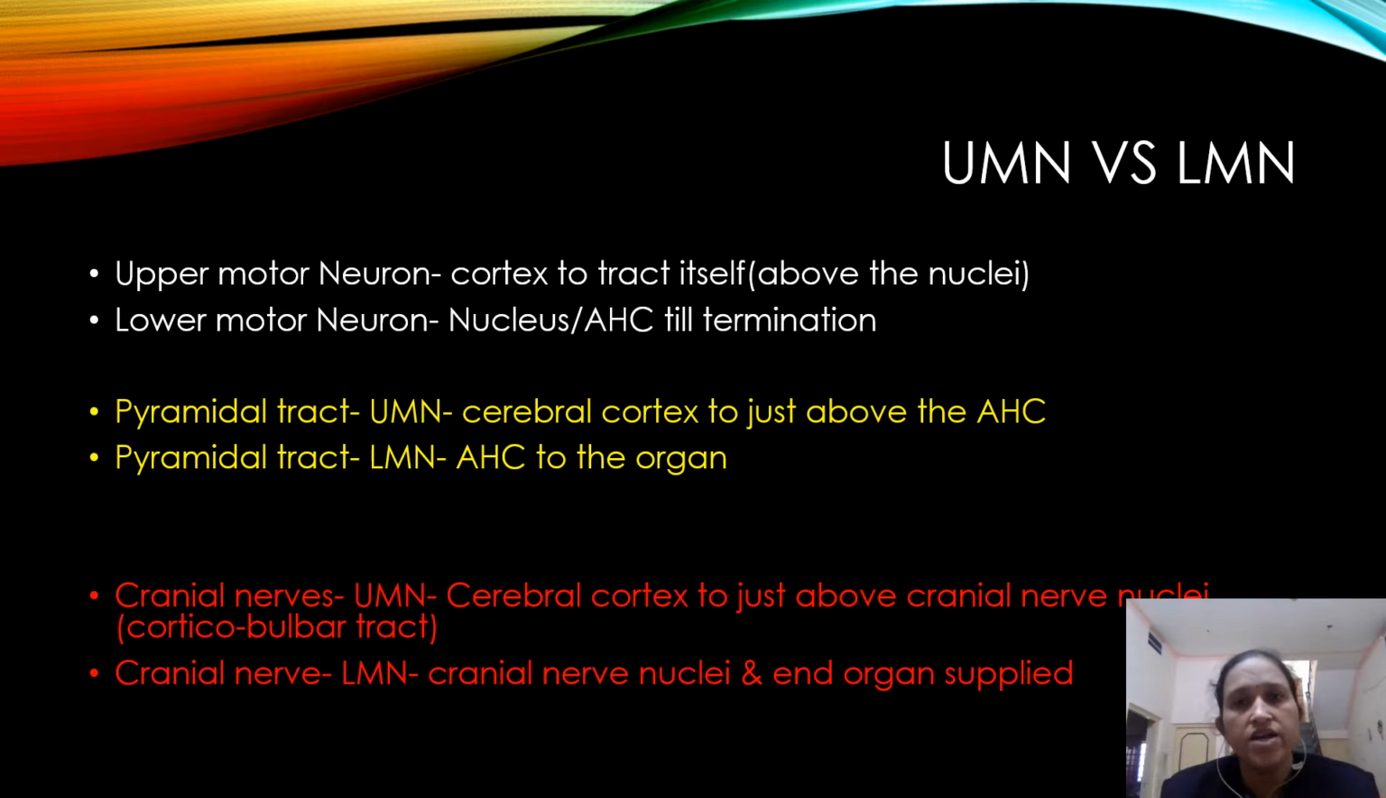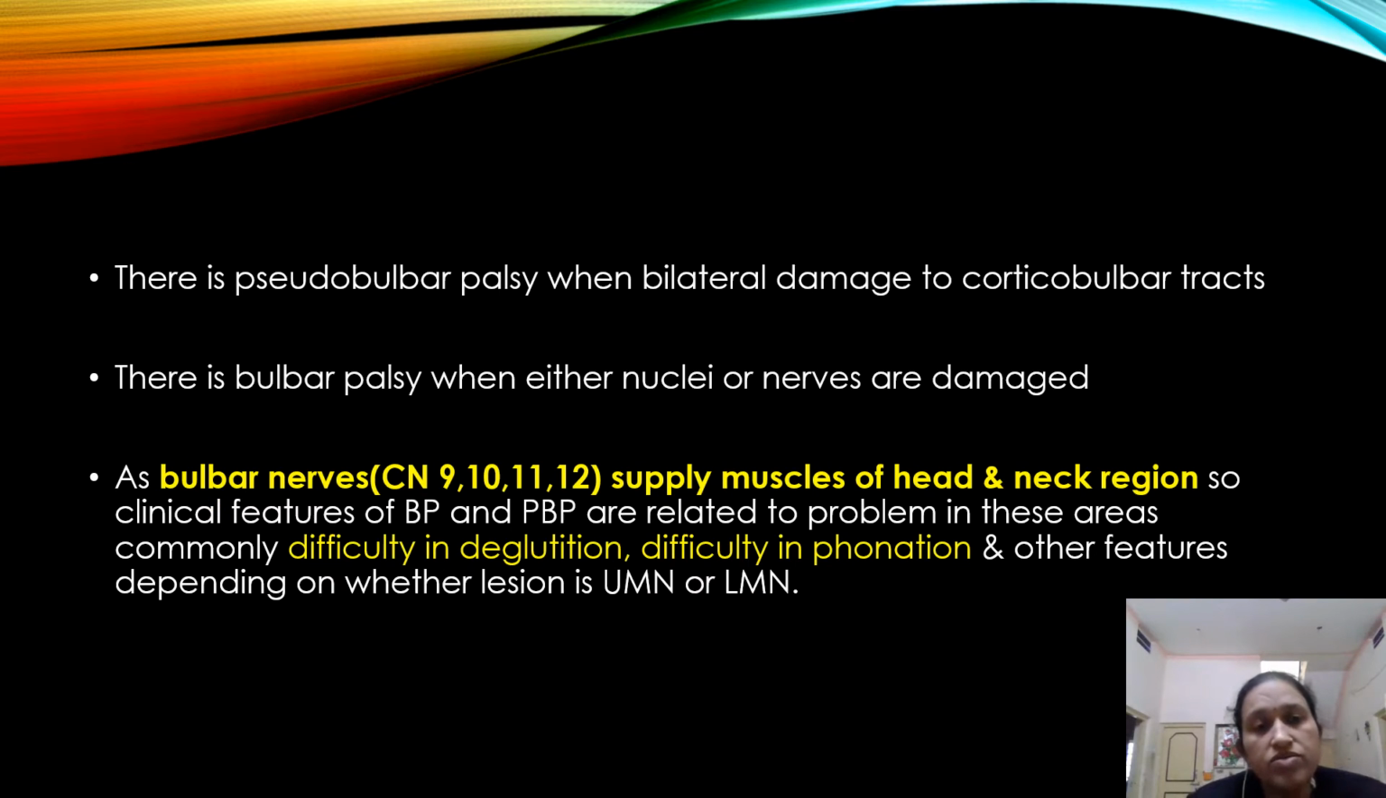which is supplied by the various nerves. And in reference to cranial nerves, the upper motor neuron is from the cerebral cortex through the corticobulbar pathway above the level of cranial nerve nuclei, and the lower motor neuron is the cranial nerve nuclei up to the end organ that is supplied. So there is pseudobulbar palsy when bilateral damage to the corticobulbar tract is there, and there is bulbar palsy when either nuclei or nerves are damaged.